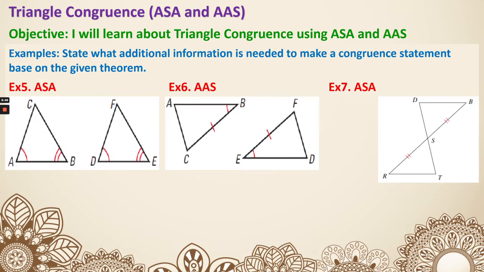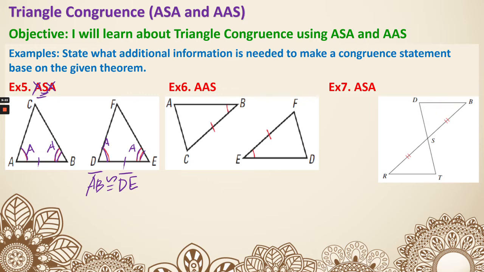Next, example 5. ASA. If it's requiring ASA, we know at least one pair of angles. Great. So that's a good start. And we have another pair of angles. Great. So angle and angle are set. We've got to look for the side, and the side needs to be the included one. So it needs to be these two. AB is congruent to DE. That's the statement. That's the extra piece of information that we need.